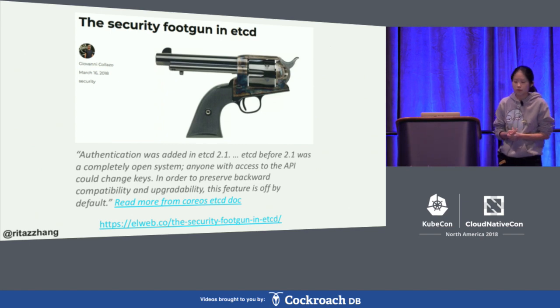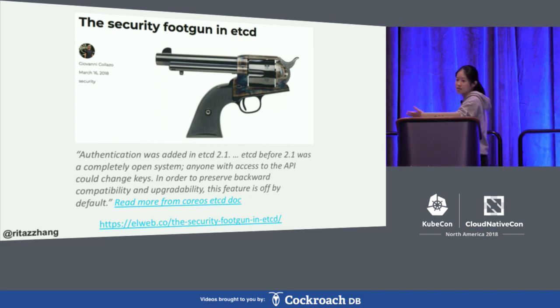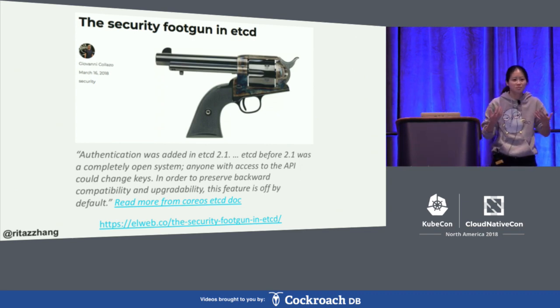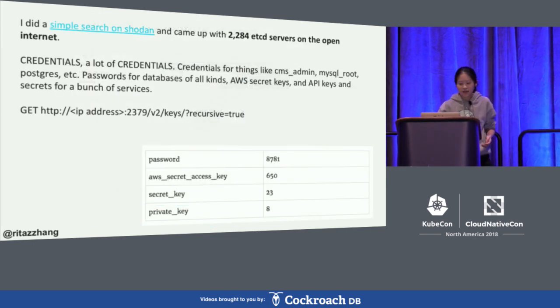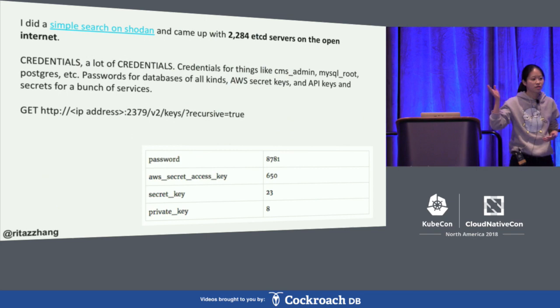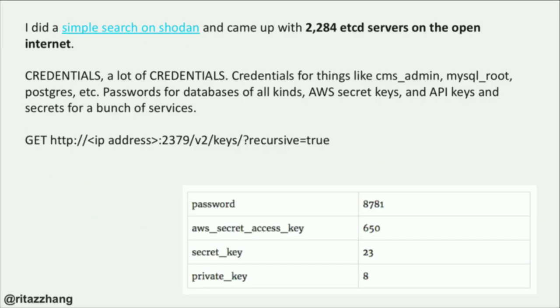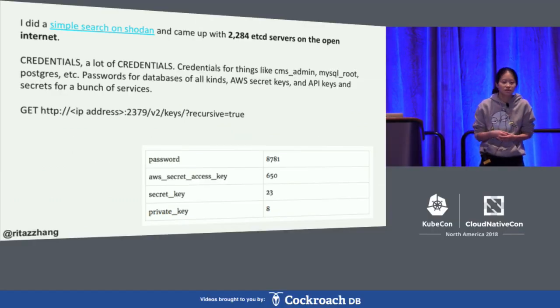Not sure if you are aware, but authentication for etcd was added back in 2.1, and it is actually off by default, for backward compatibility. And this is also why we want to promote everyone to please run with 3.0 plus. And again, you might say, well, what's the big deal, right? I'm not sure how many of you know Shodan. Shodan is a search engine that allows us to look at vulnerable things or servers that are exposed on the internet. It's actually really useful for hackers.